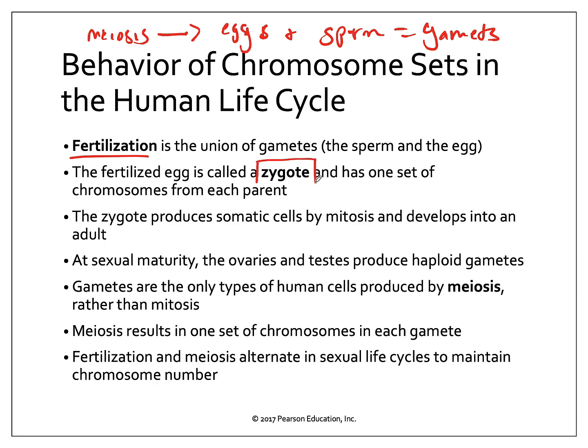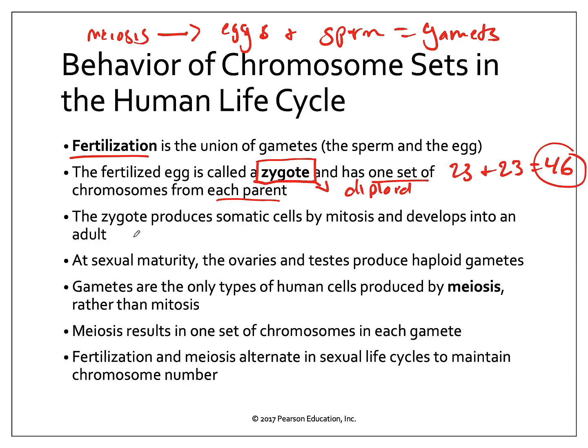So the very first step of fertilization is eggs and sperm's union coming together to form a single cell called a zygote. And the zygote has one set of chromosomes from each parent, which means it has 23 from mom and 23 from dad, which is a total of 46 chromosomes. So is a zygote haploid or diploid? A zygote is going to be a diploid cell.